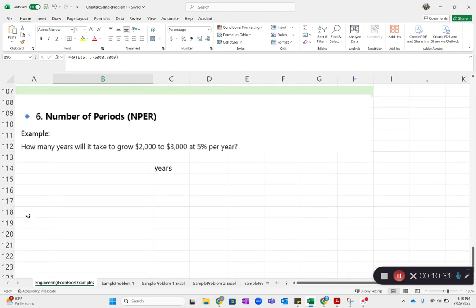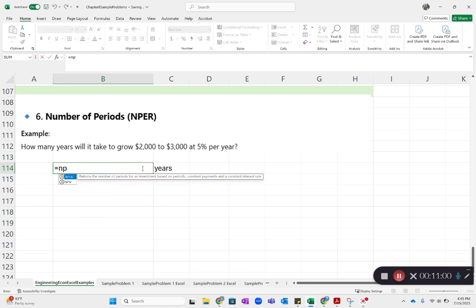Okay, the last one then is going to be my number of periods. How many years will it take to grow $2,000 to $3,000 at 5%? This is a really good one to do for all of us that are maybe considering putting money in some kind of stock, or maybe not a stock because that's more fluctuating, but in something like a CD or a money market. We can ask, how long will it take this amount to grow to this amount?